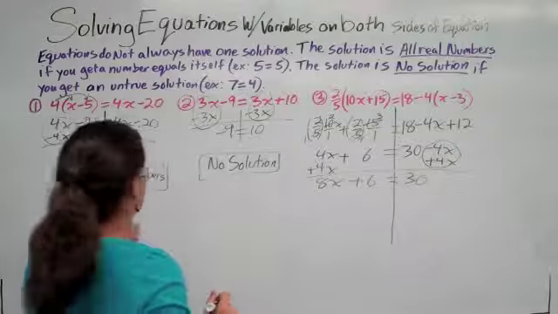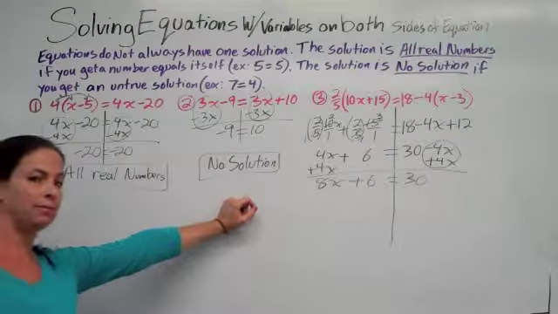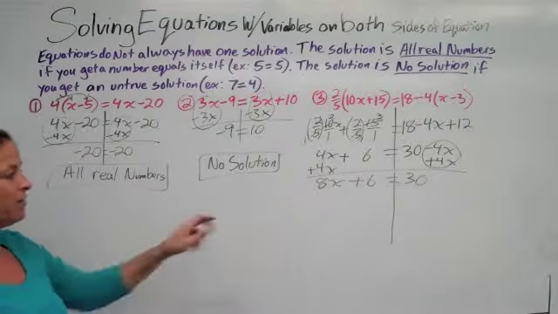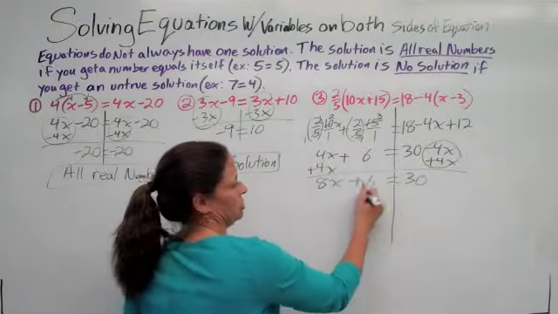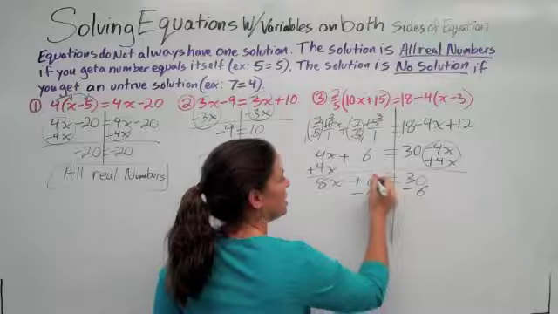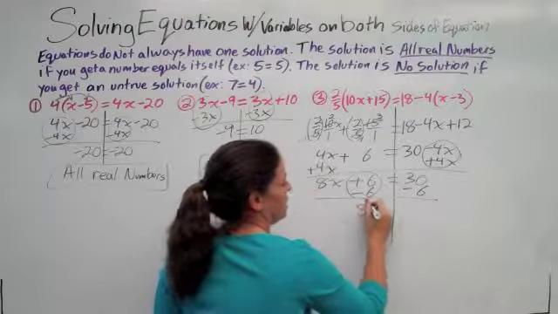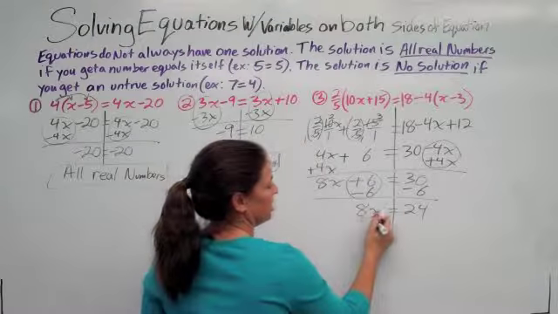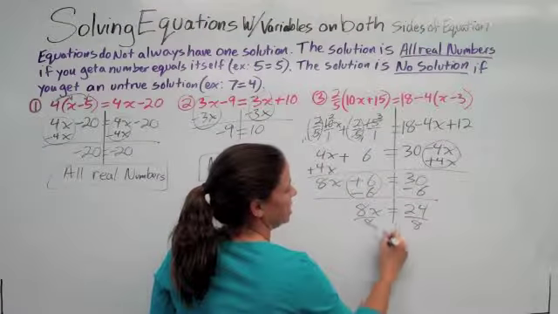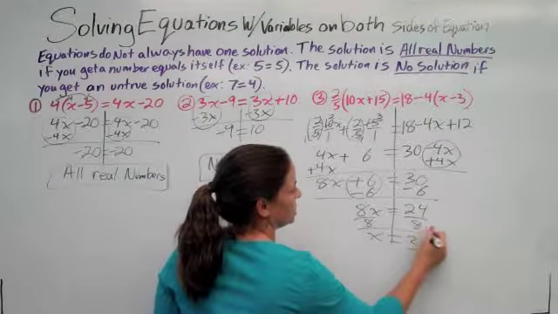Do you think it's going to be all real numbers or no solution? No, at this point I have x's on this side, so it looks like I'm going to come up with one solution. Let's see what that solution is. Subtract 6 from both sides. I get 8x equals 24. Divide by 8, divide by 8, and x equals 3.